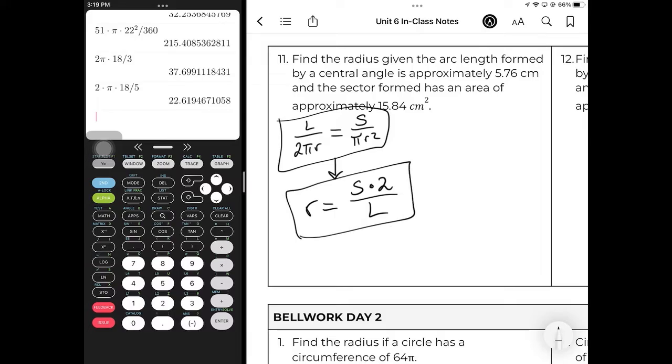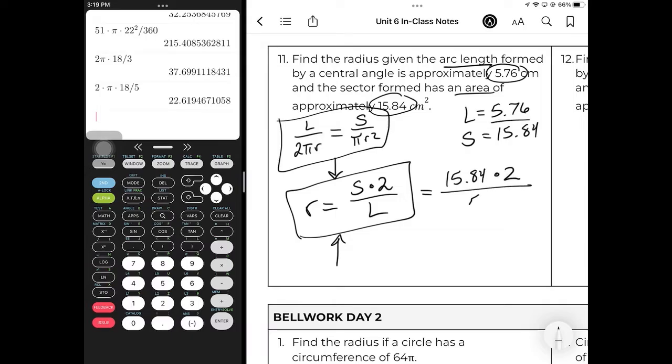That formula is going to help me with this problem because I'm giving you the arc length, 5.76, and the sector area, 15.84. Well, I can plug those in for S and L here. The S is 15.84. I'm going to multiply that by 2 and divide by the arc length, 5.76. So when I do that, I get my radius of 5.5. Again, I'll show you that over here on the calculator. 15.84 times 2 divided by 5.76 is just a simple 5.5.